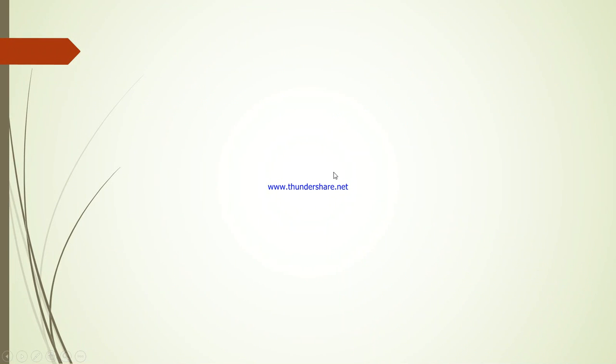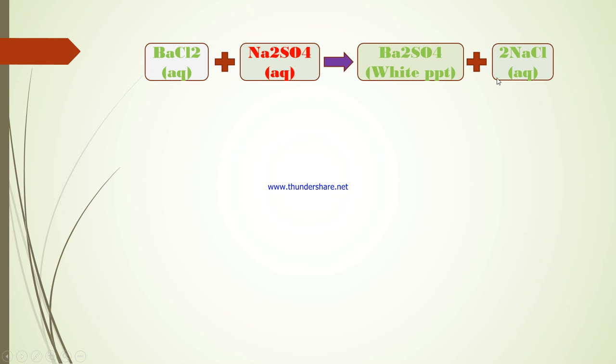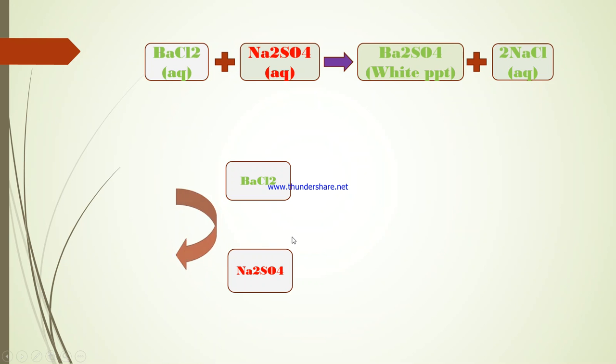Now, to understand this reaction in detail, you can look at BaCl2 combining with sodium sulfate, leading to the formation of barium sulfate in the form of a white precipitate and also forming NaCl, which is a clear liquid, that is, an aqueous solution. Now, how does the formation of this reaction occur? Barium chloride and sodium sulfate.